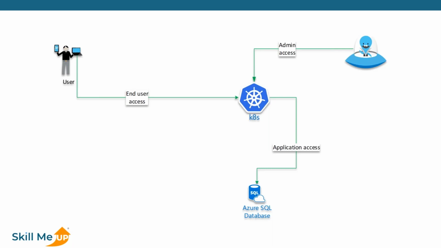So on the other hand, the users need to access the services running in our Kubernetes cluster, and our developers need to access the Kubernetes control plane. And the Kubernetes cluster itself, or more or less the services running in it, also need to be able to access our other Azure services, quite typically data services like Azure SQL database.